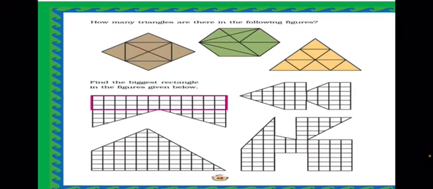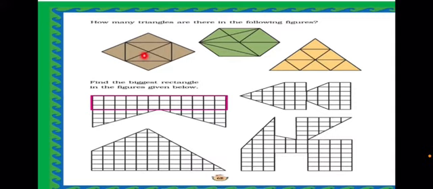Now what we have to do over here is we have counted whatever triangles were clearly visible. But what about the other triangles, the hidden triangles? Even that we need to count. So we have already counted 8 triangles. Now this is 9. This is 10. This is 11. This is 12. So there are 12 triangles.